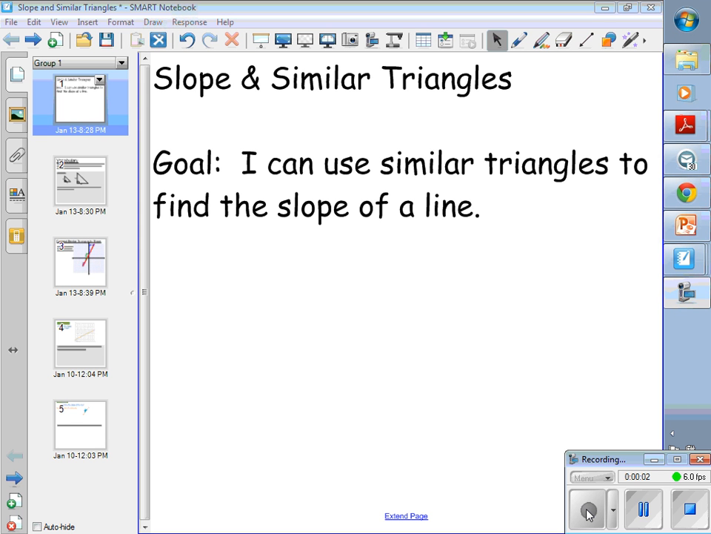Today we are doing slope and similar triangles. Our goal is that we can use similar triangles to find the slope of a line.